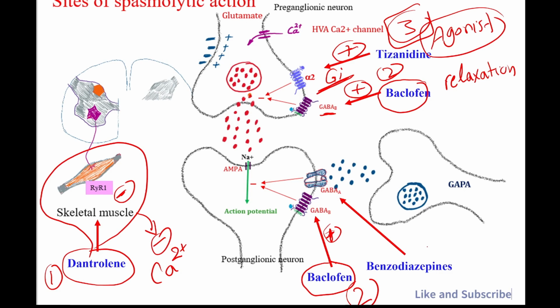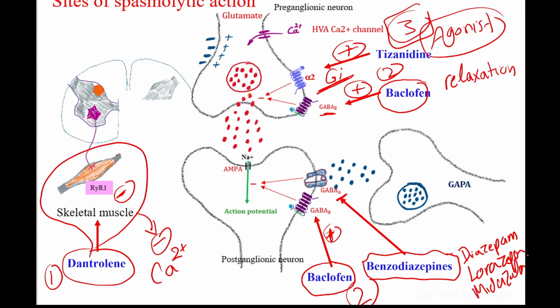The last one here we have benzodiazepine. Benzodiazepine activates GABA A. We have a list of medications. Could be diazepam here, could be lorazepam, could be midazolam. So we have a list of medications belonging to the benzodiazepines. So here, benzodiazepine, again we need to write plus here, activates GABA A.